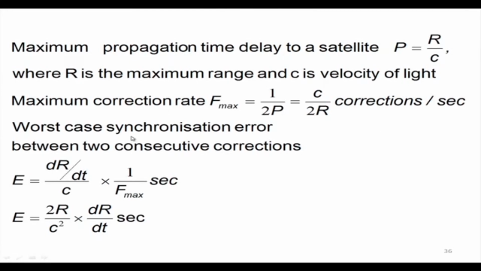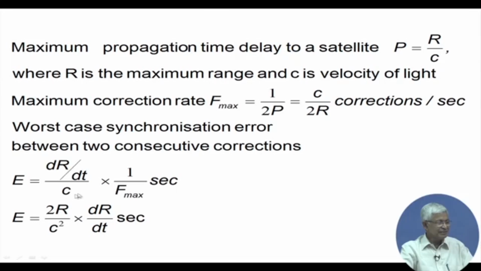Now, what is the worst case synchronization error between two consecutive corrections? Between two consecutive corrections, what is the synchronization error? That is E equal to dR/dt by C times 1 by f max. f max we know is C by 2R. So, that makes E equal to 2R by C square into dR/dt in seconds. Okay. So, that is the total error.